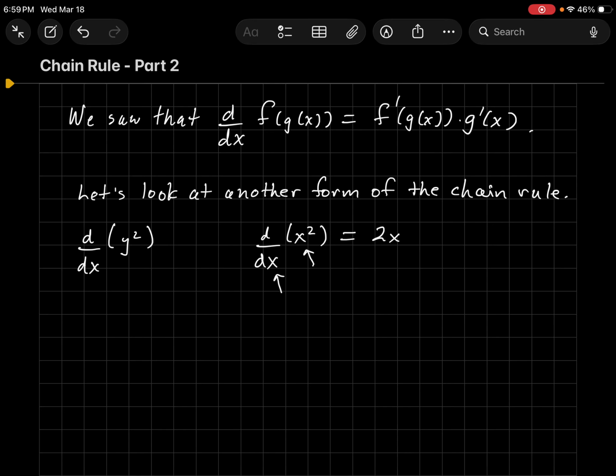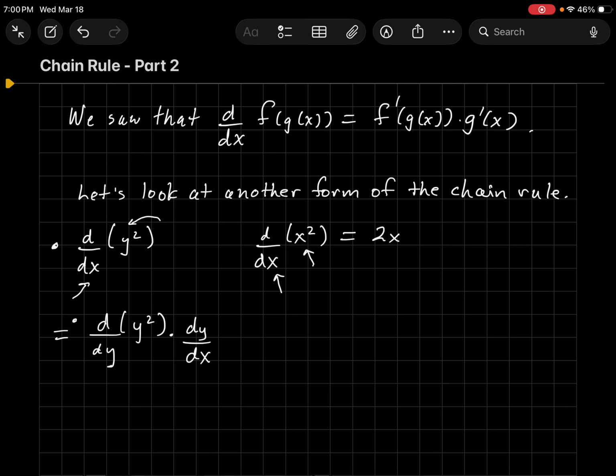Here I'm taking the derivative of a y function, but with respect to x. What if we did this? What if we did the derivative with respect to y of y squared? Well, I know I can use my power rule because my variables match. But this statement and this one don't agree with each other unless I do the following. Times what? Times dy dx.